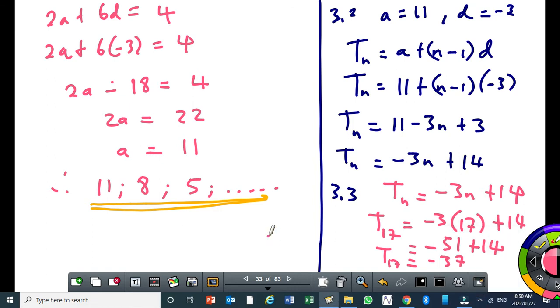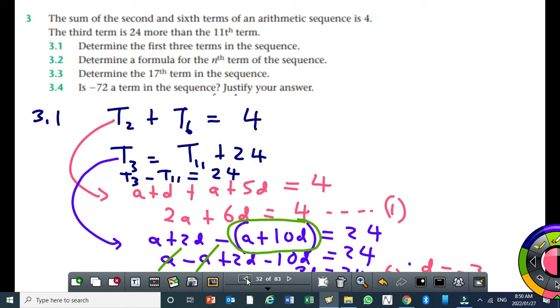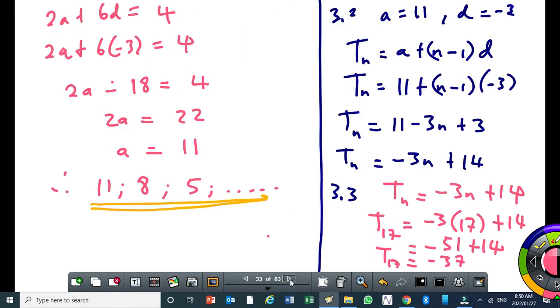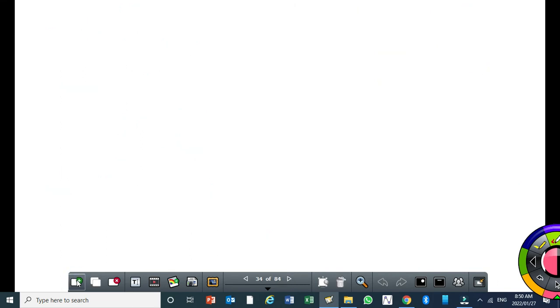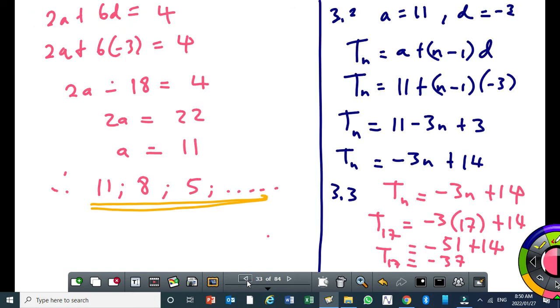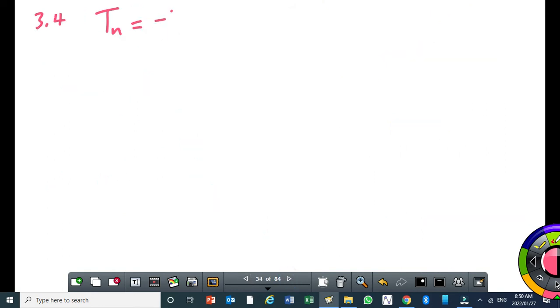So let's move on to the next question. The next question says, is minus 72 a term in the sequence? So this is a repetition of what I did earlier. First thing, we know our general term is minus 3n plus 14. So where there's tn, we put minus 72. If I simplify this, I can write it as 3n by taking the minus 3n to the left.